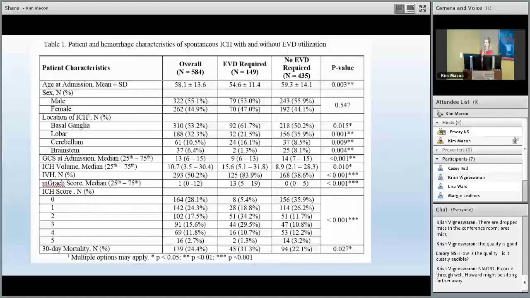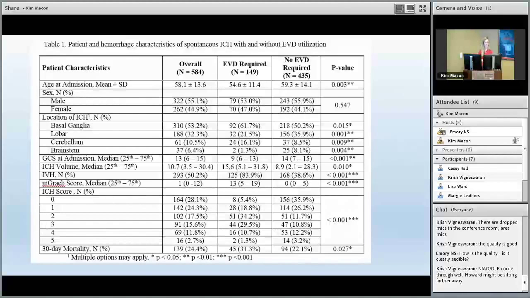So I'm going to talk about an example of how to analyze data like this. We looked at patients that had spontaneous ICH, and we wanted to compare outcomes between patients that got an EVD versus those that did not get an EVD. So again, anecdotally, you're going to give someone an EVD when? Potentially they're sicker, or they're kind of in the middle of that group. Maybe if they're too sick, you don't bother.